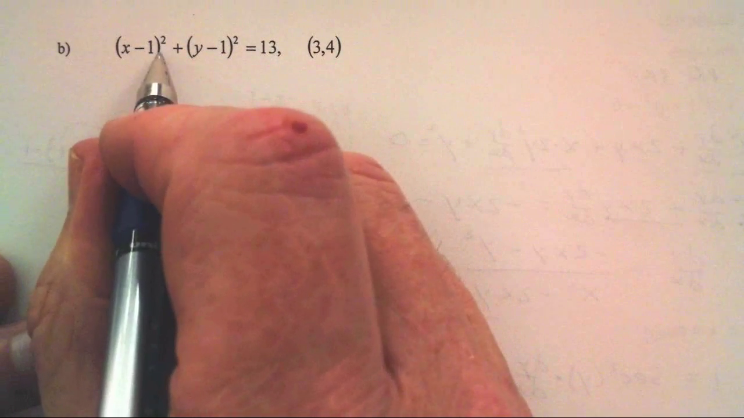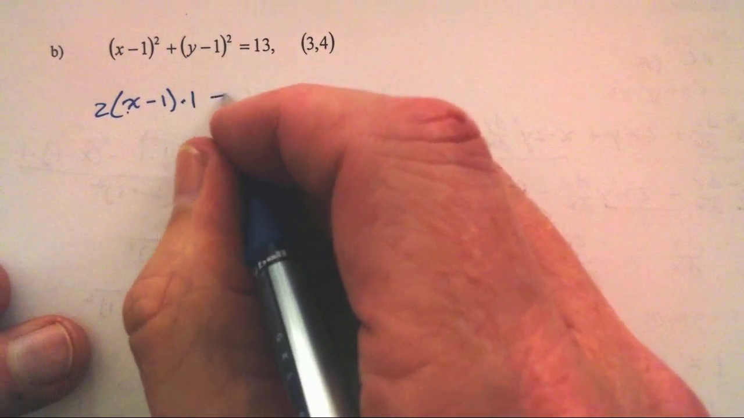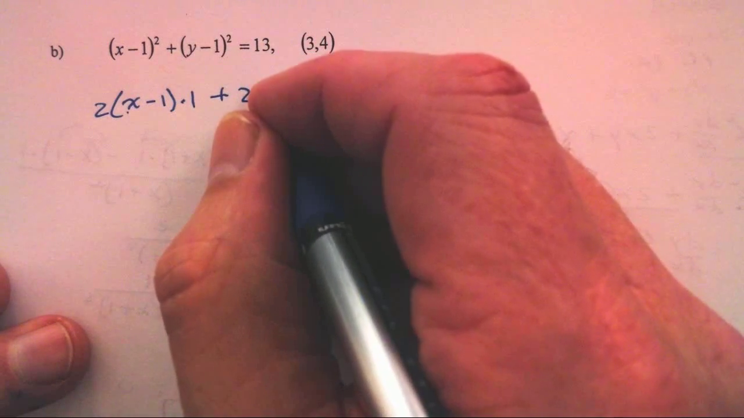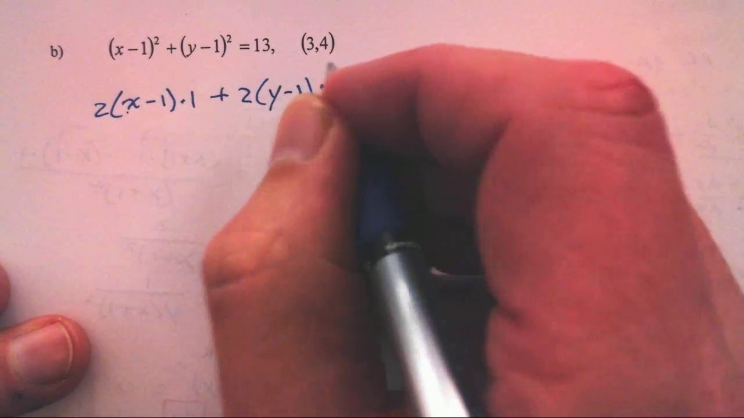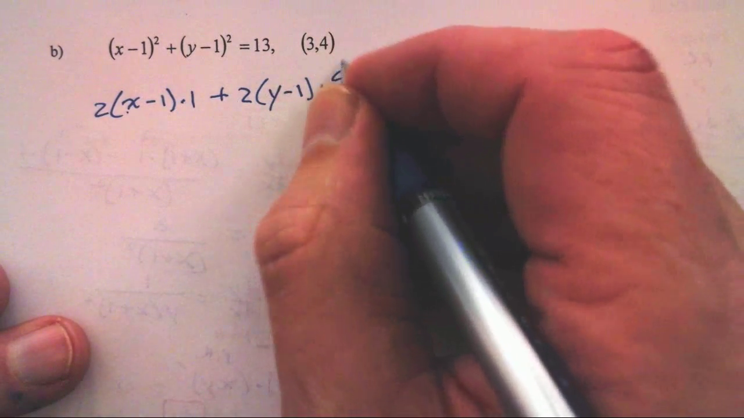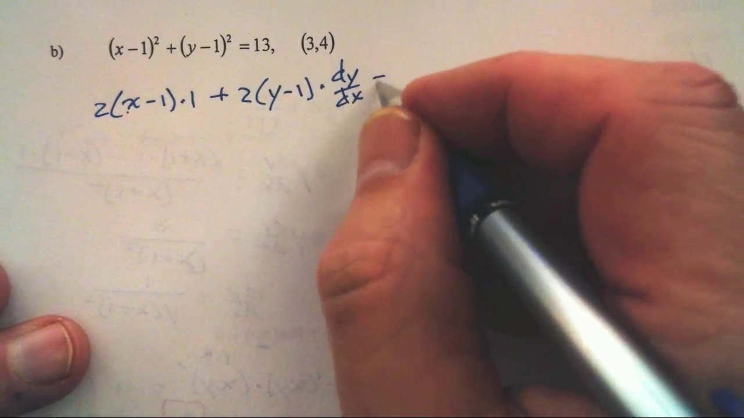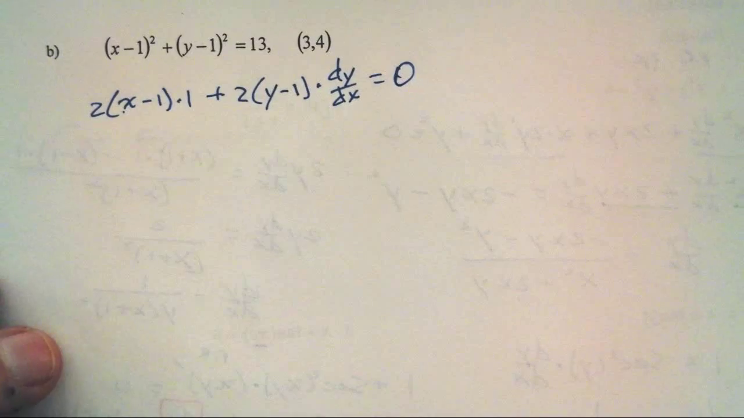Okay, we're going to take the derivative of this. We're going to get 2 times x minus 1 to the first times the derivative of x, but that's just 1, plus 2 times y minus 1 to the first times the derivative of y minus 1, well, that is the derivative of y with respect to x. Derivative of 1 is 0. Equals derivative of 13, of course, is 0.